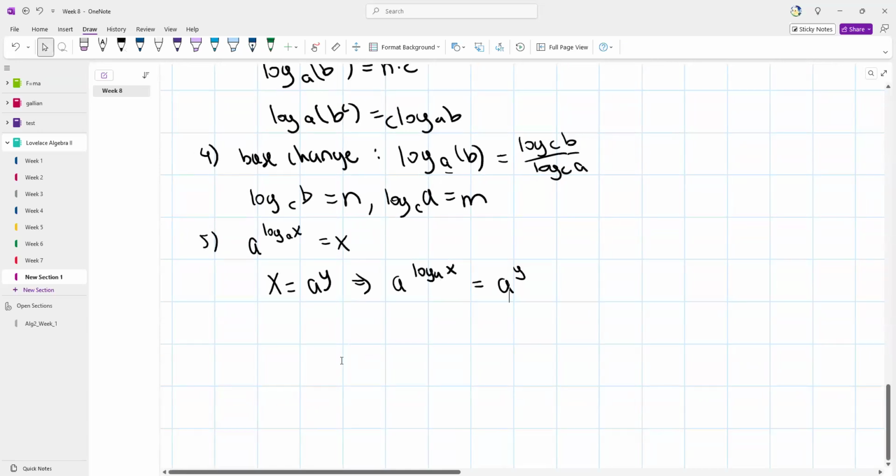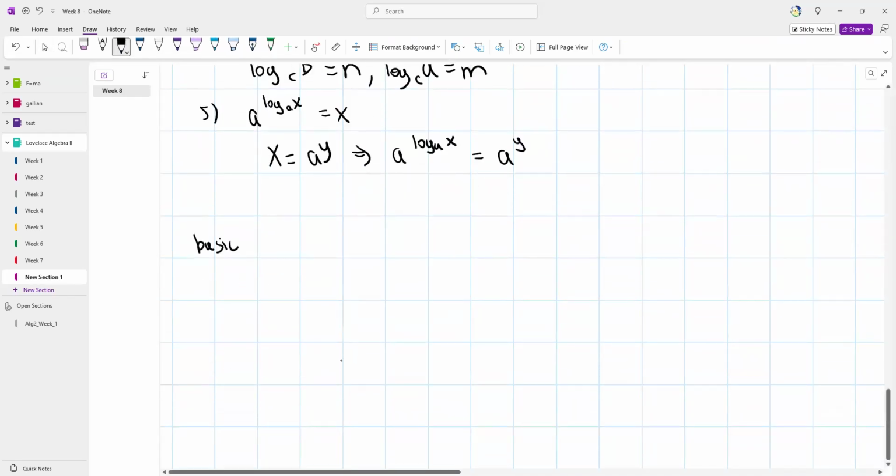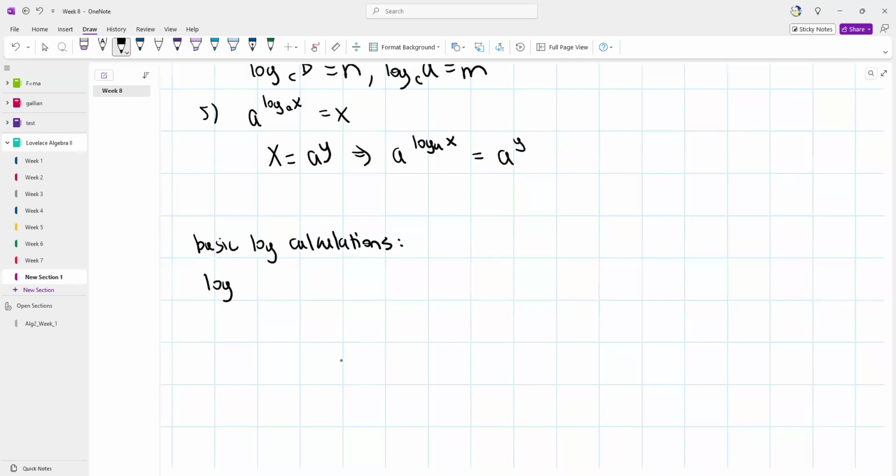Okay, so now some other stuff, just basic log calculations. So log of 1, with any base, is equal to 0, and that's pretty important because we know that anything to the power of 0 is equal to 1. Okay, and then now we can do some solving problems.